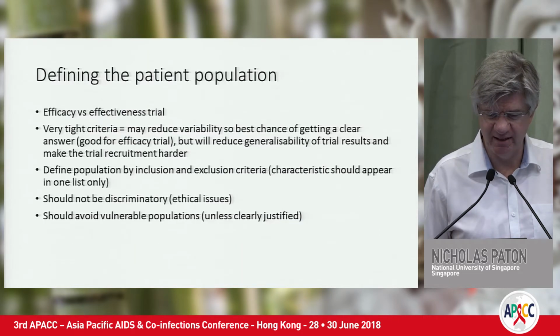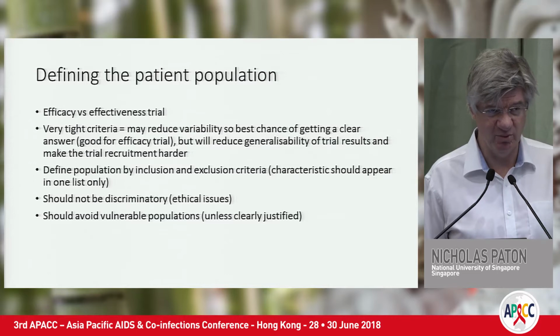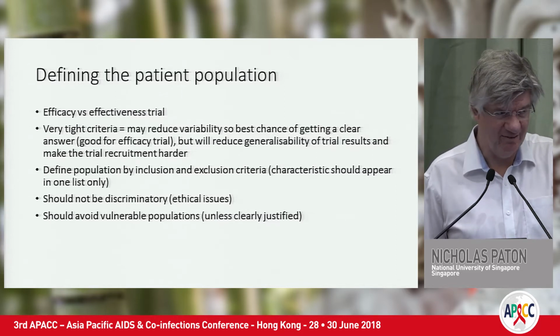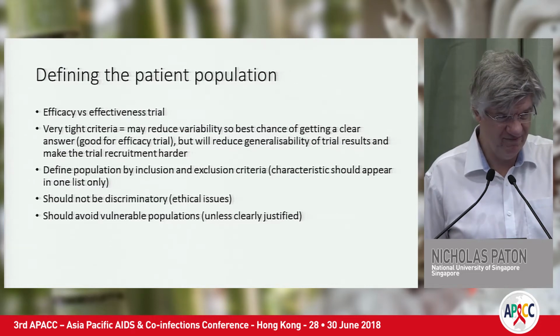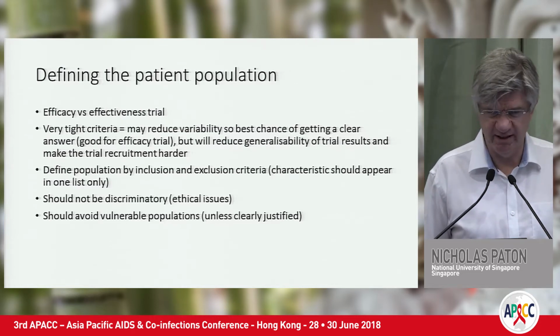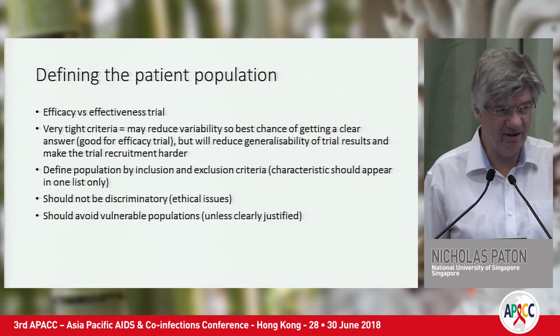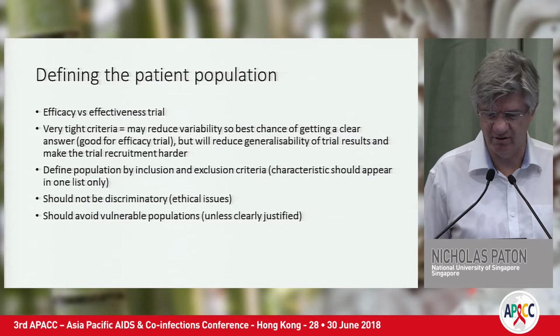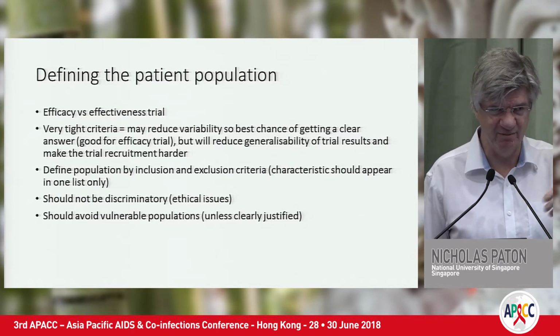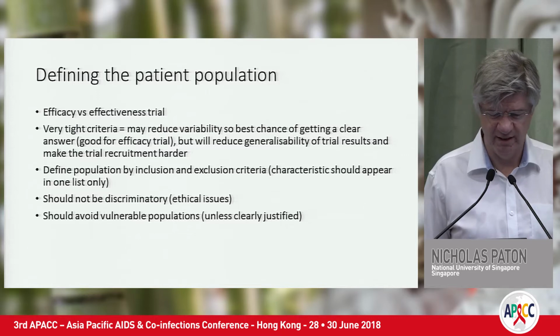Study population, defining the patient population is really important. So here we've got efficacy versus effectiveness. For an efficacy trial, this is about really showing whether your drug works in a select population. You're really trying to get a clear idea of whether this works definitively. So you have very tight criteria. You exclude anybody who might not benefit from that, anybody with other comorbidities and whatever.